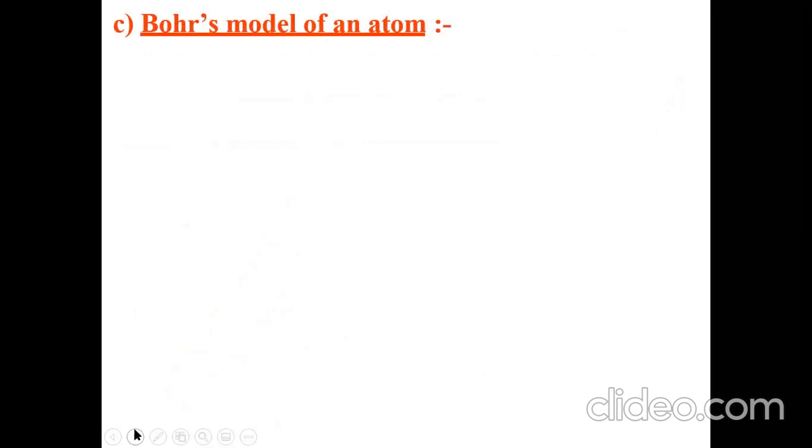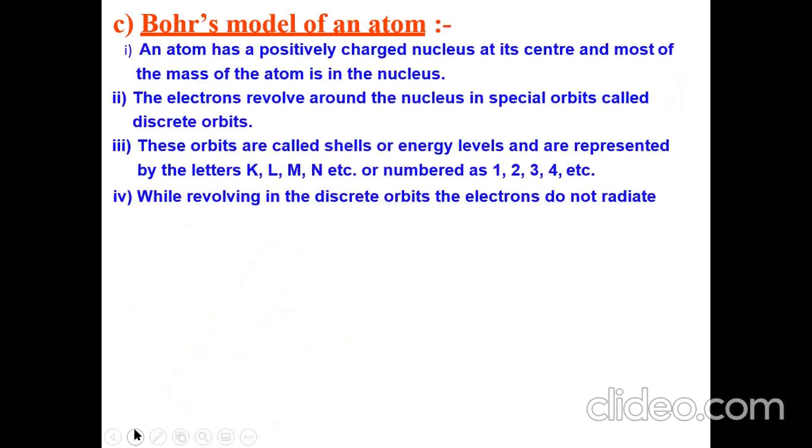Now we will discuss about Bohr's model of an atom. An atom has a positively charged nucleus as its center, and most of the mass of the atom is in its nucleus. The electrons revolve around the nucleus in spherical orbits that are known as discrete orbits. These orbits are called shells or energy levels and are represented by the letters K, L, M, N, or by numbers also, that are 1, 2, 3, 4. While revolving in the discrete orbit, electron will not radiate its energy.